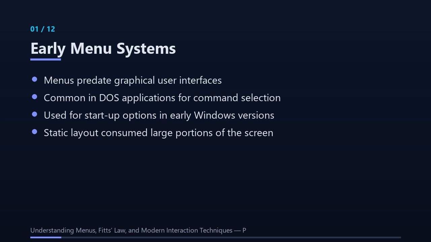Even after graphical interfaces appeared, early Windows versions kept non-GUI menus for tasks like boot configuration and system utilities. The drawback was that such menus occupied a substantial amount of screen real estate, forcing users to scroll or switch windows to see the underlying content. This limitation set the stage for more compact, dynamic menu designs that we see today.